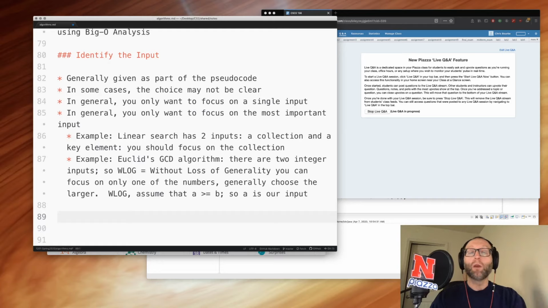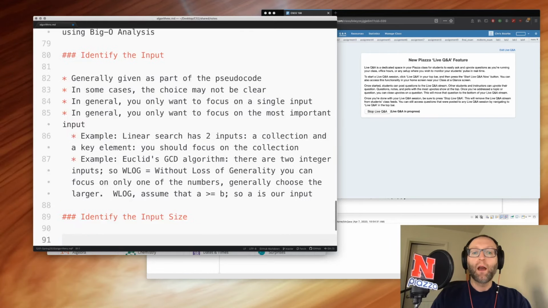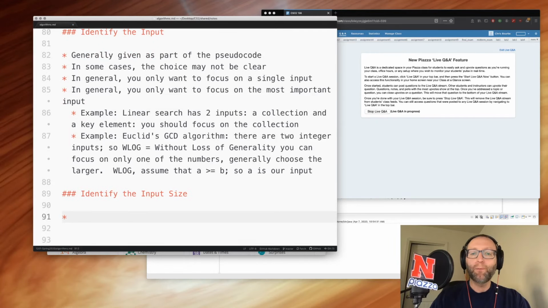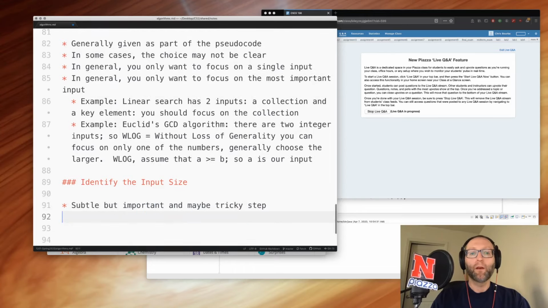Okay, so keep things simple. Only choose one input and choose it well, and choose the right input. The second step is to identify the input size. Now, this one is also kind of simple, but deceptively so. It is a subtle, but important, and maybe tricky step, right?